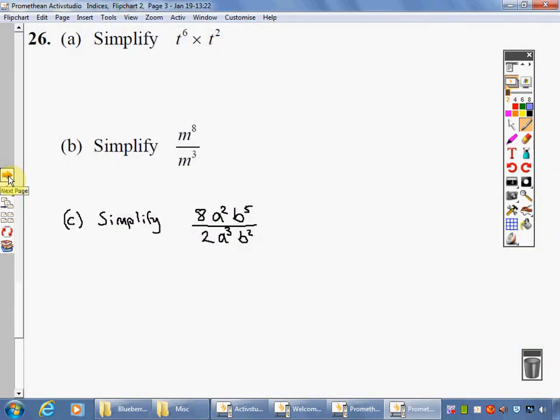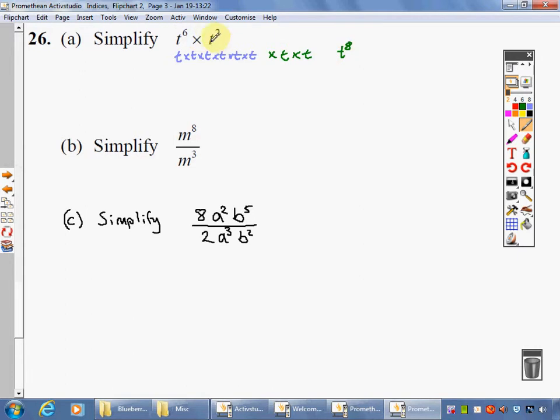We're now going to come to some simplifying. So first of all, simplify t to the 6 times t to the 2. That's t times t times t times t times t times t, and I'm timesing that by t times t, which is t times t times t times t times t times t times t times t, which is t to the power 8.